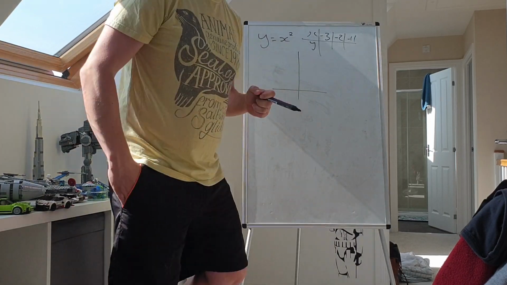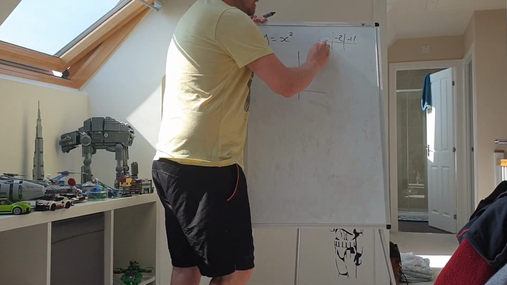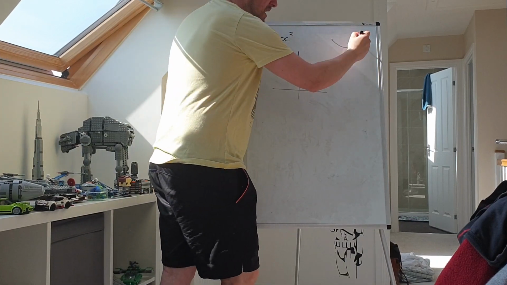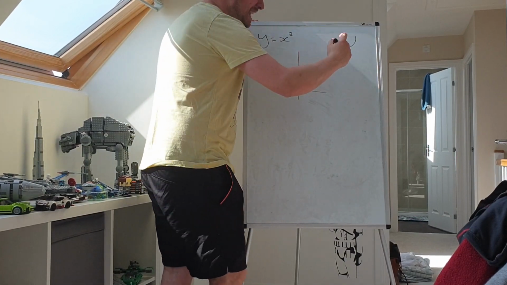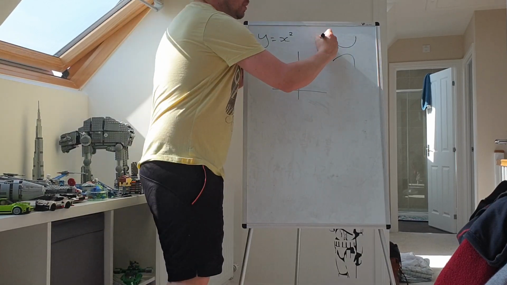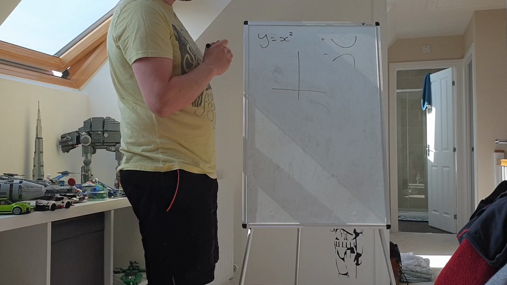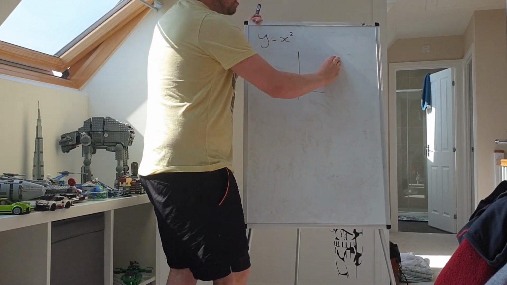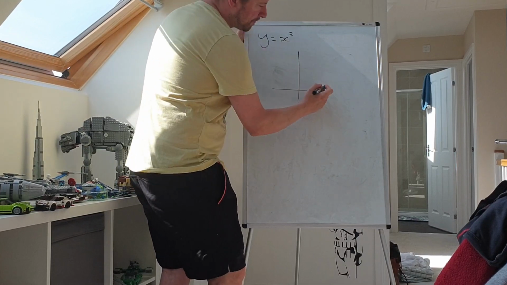So there's a few things to remember. The main thing is that a quadratic, if it's a positive x squared, is going to look like that. If it's a negative x squared, it's going to look like that. So this is positive and this is negative. Okay, so the first thing I said is to find out where it goes through the y-axis.